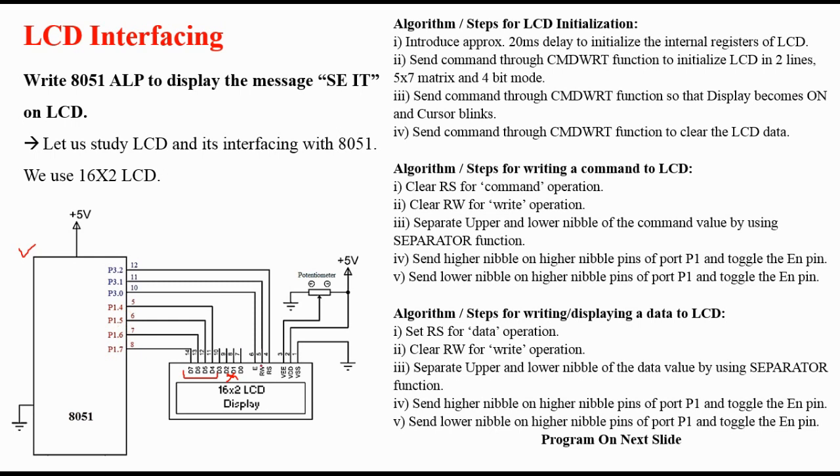And the control lines, that is RS, RW and enable, you can observe that we have connected all those pins to port 3.0, 3.1 and 3.2, and those are the power lines. If you move this potentiometer, the brightness of the LCD will be varied.